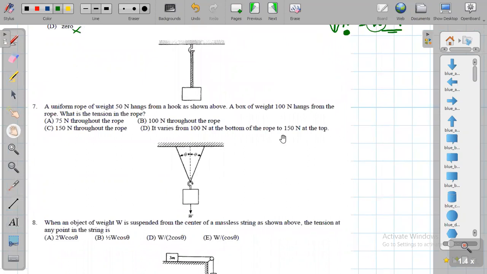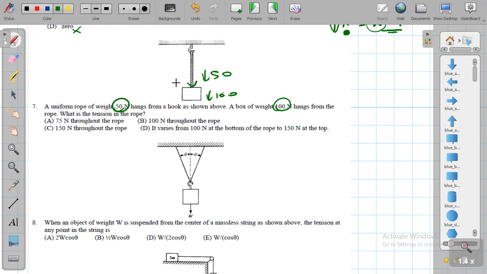Now, a uniform rope of 50 Newton hangs from a hook as shown above. The box of weight 100 Newton hangs from the rope. What is the tension of the rope? Okay, that's a good question because this one is what? 100 Newton. Here, there is 50 Newton of weight, the rope itself.